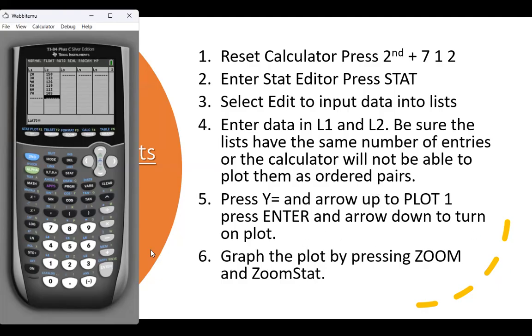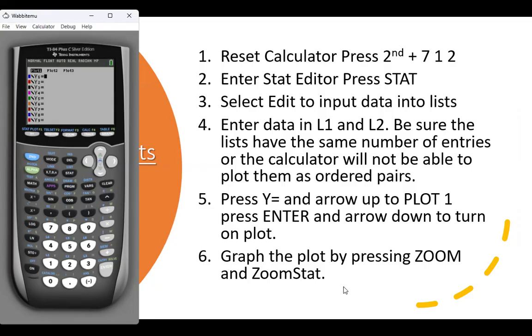So in your notes, in your discovery activity, it had you press second y equals. We're just going to press y equals. The reason why we do that is because it's the shortcut to turning it on. So we're going to press y equals, and you see where it says plot 1? You're going to arrow up to plot 1 and press enter. You know that it's turned on because it'll turn black. If your plot 1 turns black, that means it has been turned on.